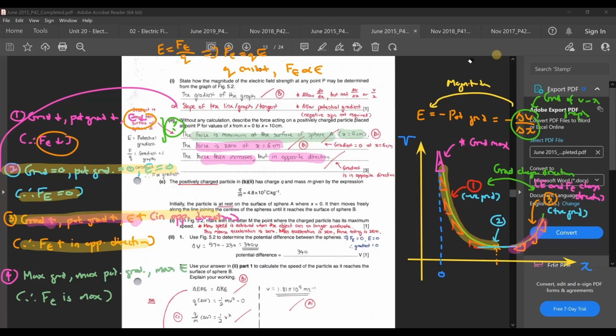If you're okay with that, let me just move on to part C. For part C, your positively charged particle in B2 has a charge of Q and mass m given by the expression Q over m is 4.8 times 10 to the power 7 coulomb per kilogram. Initially, the particle is at rest on the surface of sphere A where x is 0. It then moves freely along the line joining the centers of the spheres until it reaches the surface of sphere B. So on figure 5.2, mark with letter M the point where the charged particle has maximum speed. Where is the point where you have maximum speed?